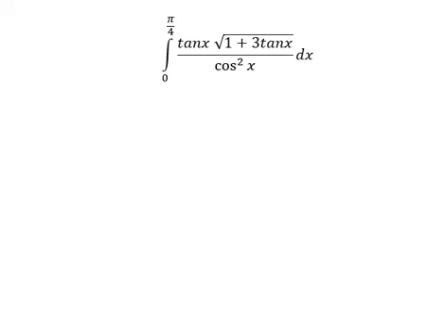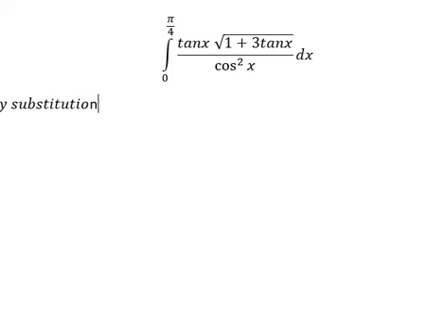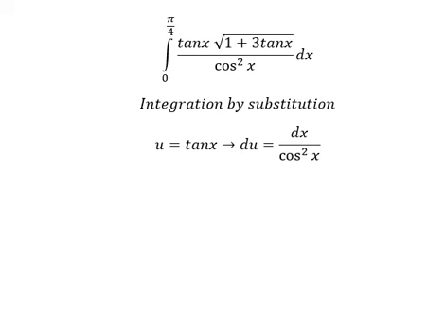So today I want to show you how to answer this one. We can use integration by substitution. I will put u equals tan x. Next, we need to do first the derivative for both sides, and we have dx over cosine x squared. Next, we need to change the bounds.